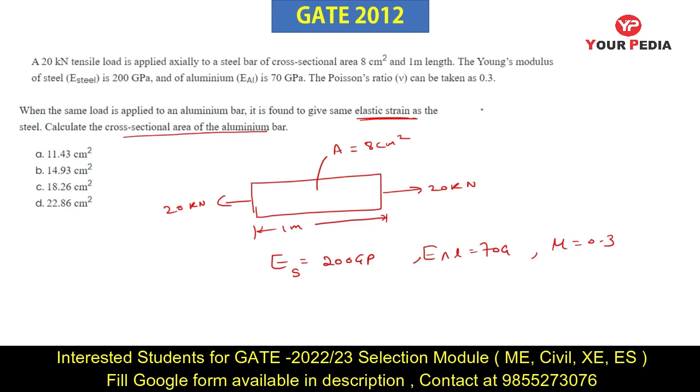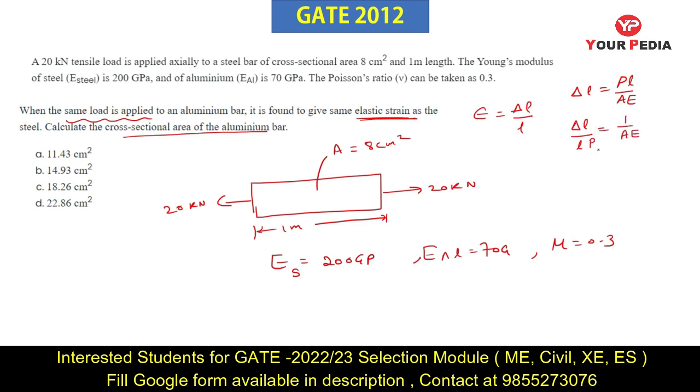Okay, so strain is the same. Strain means change in length divided by original length, and it is going to remain the same for steel. So what is the cross section area? When the same load is applied, there is a formula: change in length is equal to PL by AE. Strain is the same, so delta L by L divided by P equals 1 by AE.